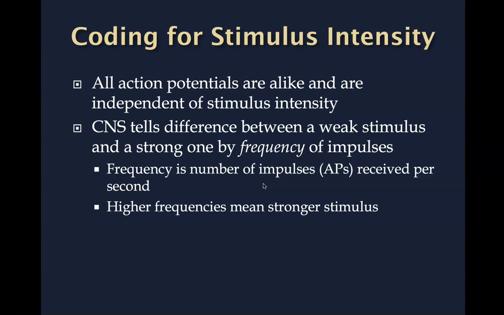So it's the frequency of these action potentials per second, so how quickly that neuron is re-stimulated and that action potential starts up again. How many of those action potentials we have per second is going to differentiate between a weak stimulus, which would have fewer impulses per second, and a really strong stimulus, which would have more impulses per second. So higher frequencies mean stronger stimulus.